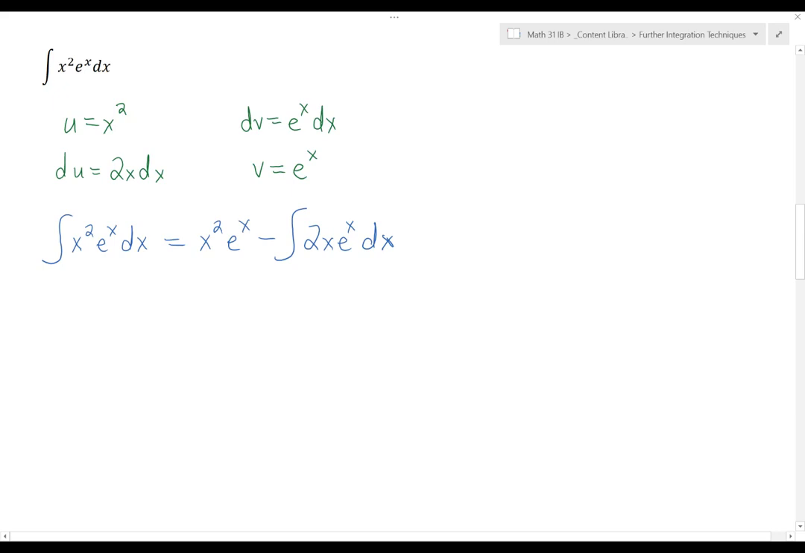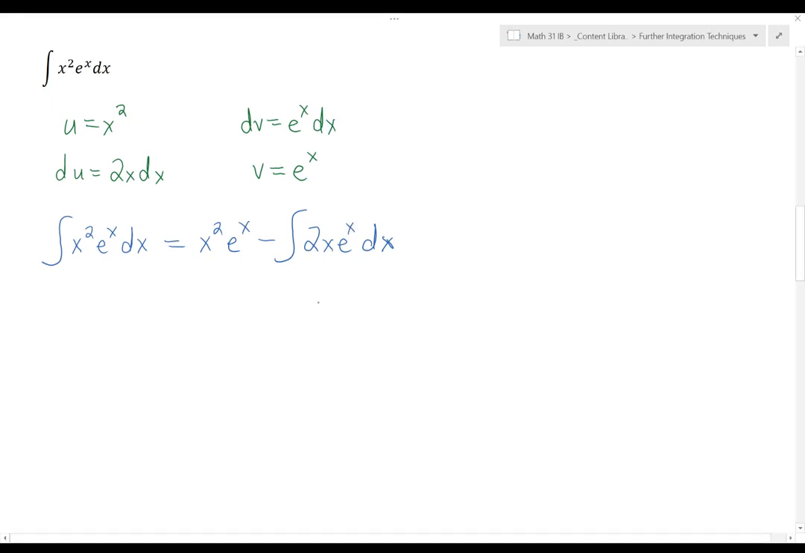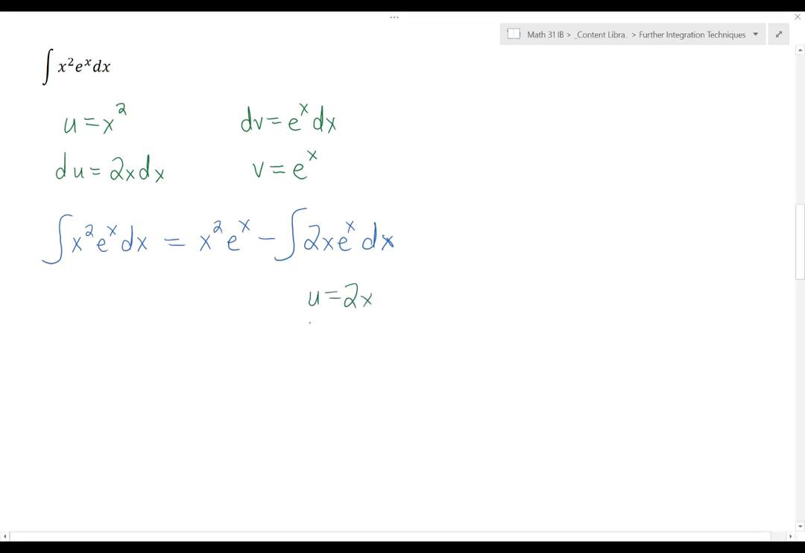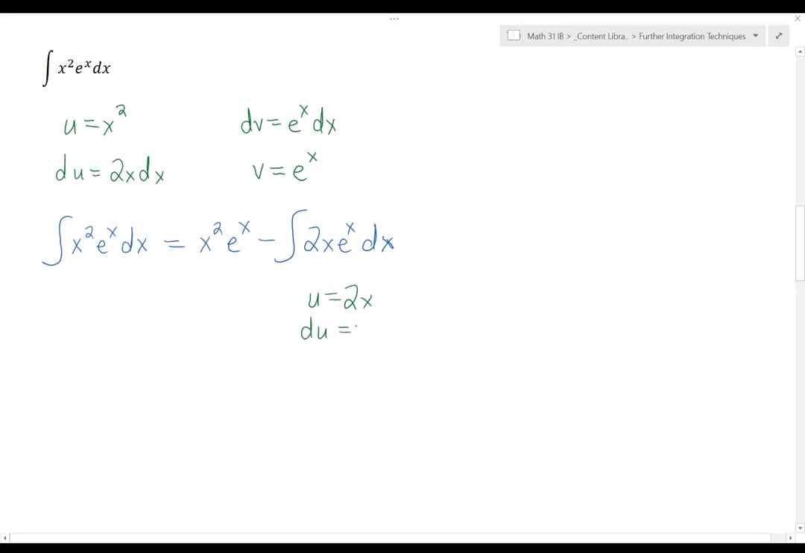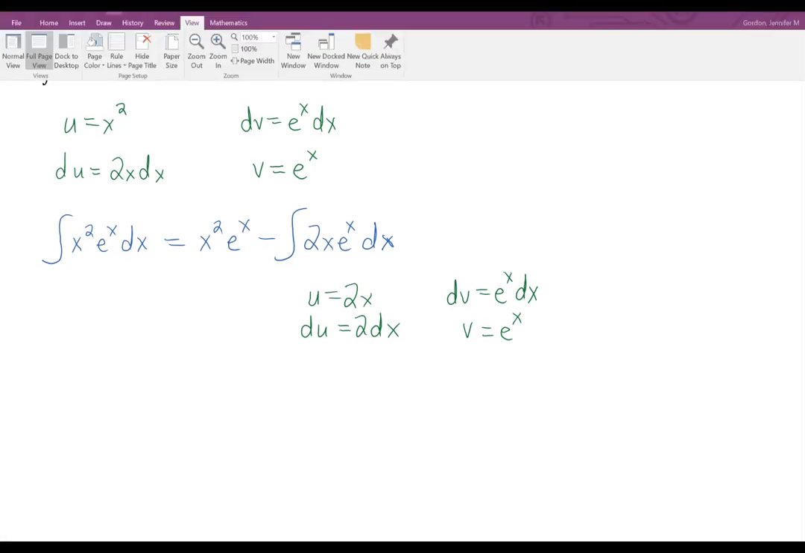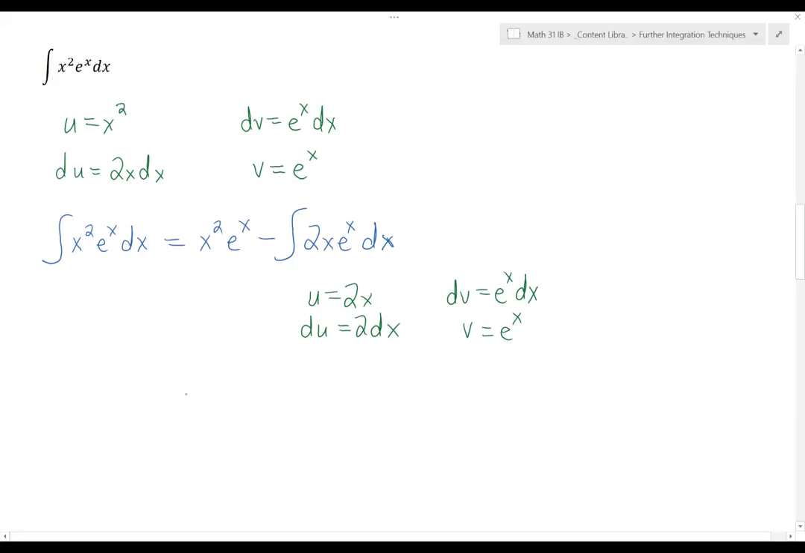So for this new integration by parts, I've got u defined as 2x, which means that du will be 2dx. And I've got dv still defined as e to the power of x dx, which means that v is still e to the power of x. So now I put these into that formula again.